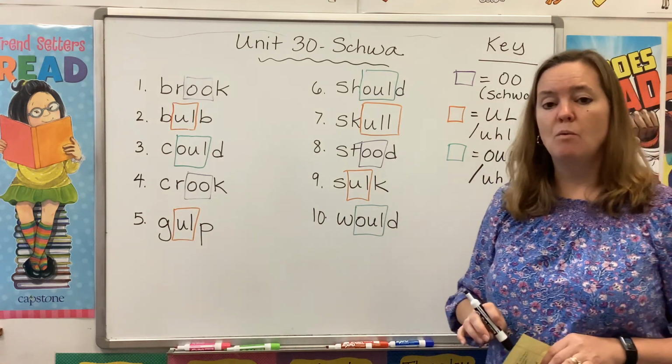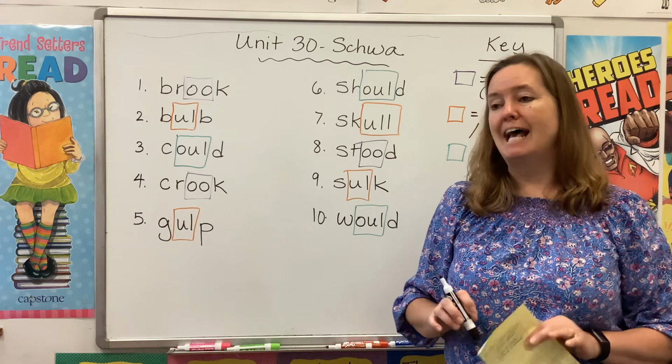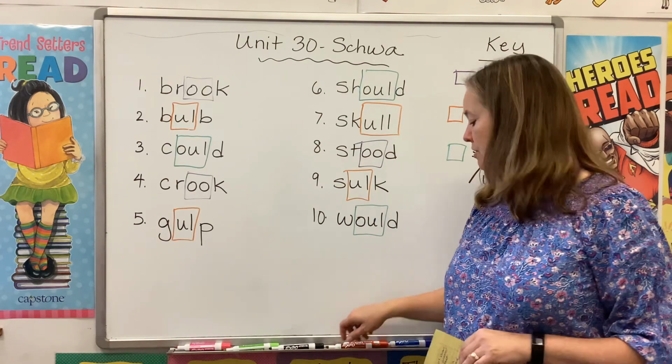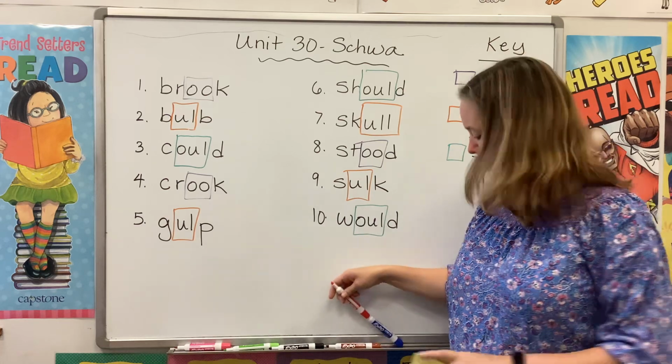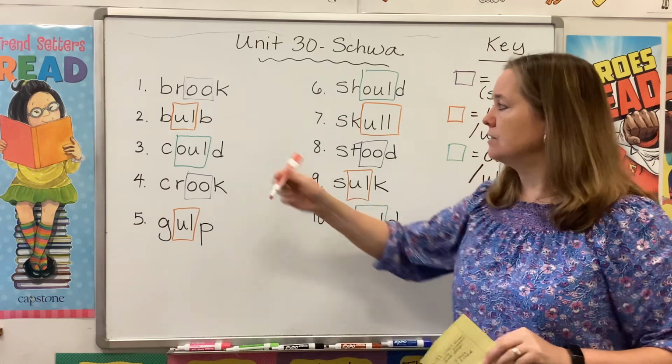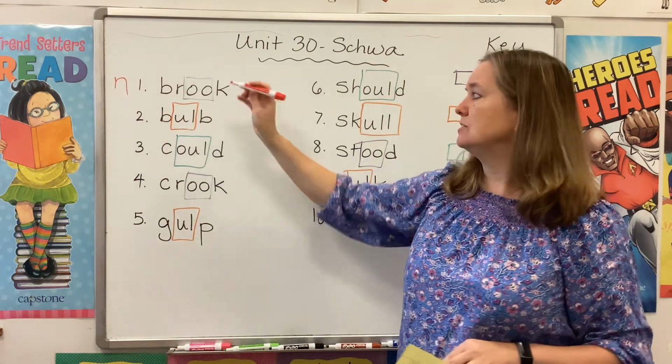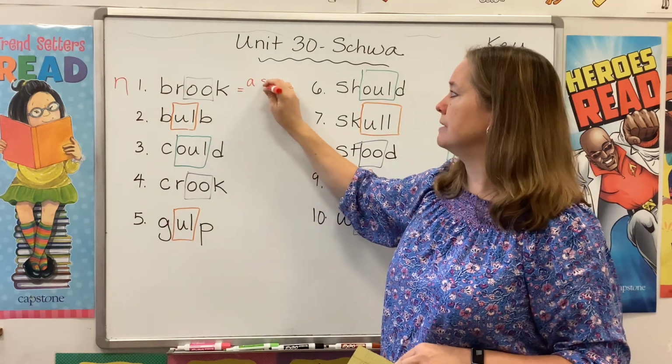All right, what I would like to do next is go through our list. Let's make sure we know what all of our words mean. And as we go through, let's label parts of speech. So let's start with nouns, okay? Look at the word brook. That is a noun. It is a thing. It's a small stream.